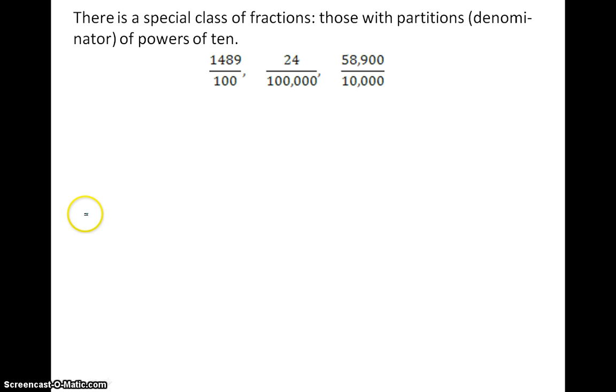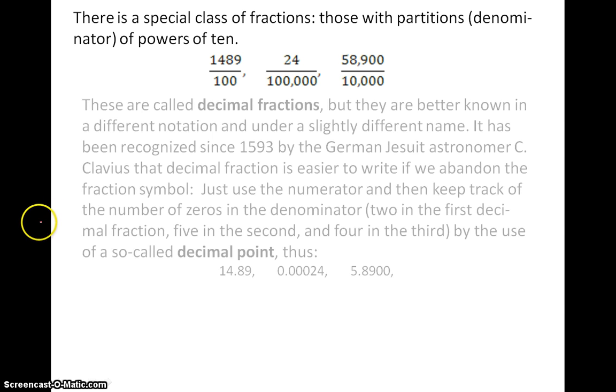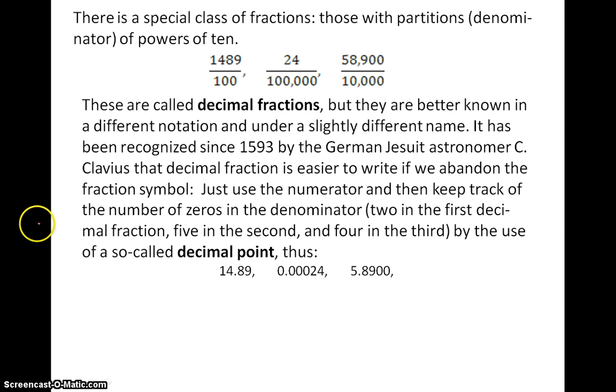We've been talking mostly about fractions with simple partitions, but remember that anything can be a partition, and obviously powers of 10 like 100 or 100,000 or 10,000 could also be partitions. You don't have to write all this down, but here is some background as to where decimals came from. These types of fractions were called decimal fractions, deci meaning 10, so powers of 10. But they're better known in a different notation under a slightly different name.